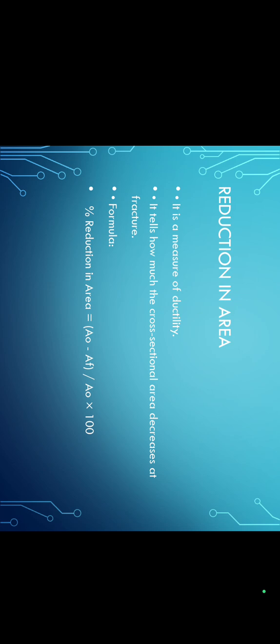Now the original diameter D equal to 10 mm. Substitute in the formula A0 equal to pi D square divided by 4. It is the original diameter of the specimen. A0 equal to pi into 10 square divided by 4. We get A0 equal to 100 pi divided by 4. Substitute this A0 value in the formula A0 minus AF divided by A0 into 100. We get 64 percentage of reduction in area. In this manner, we can calculate the percentage of reduction in area.